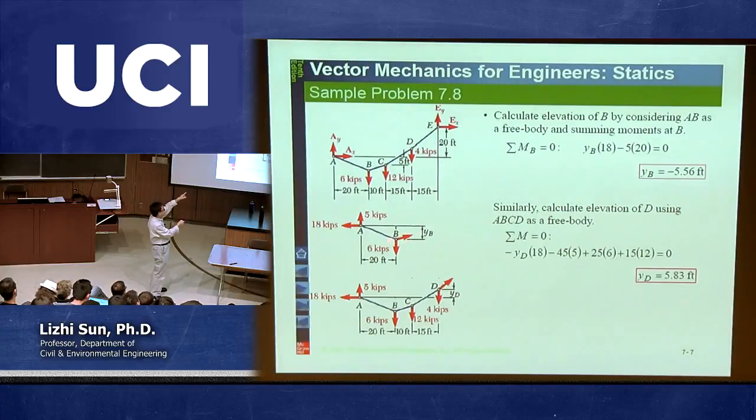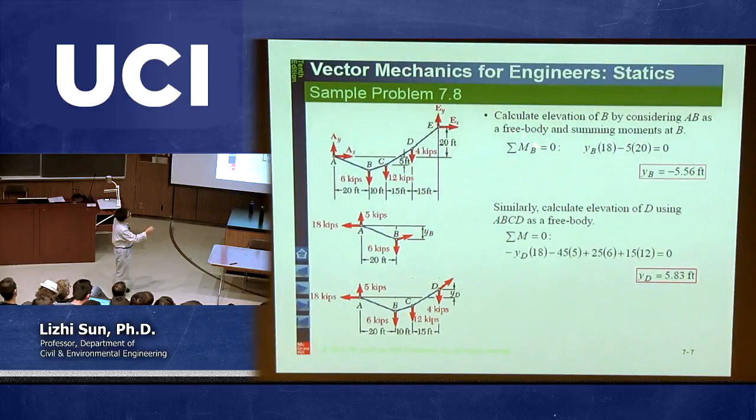Of course, if you need to calculate the cable force, you need to use two additional equations. If you only need to calculate the elevation, then take a moment at point B. These two forces are not involved because both of them pass through that point. So basically you have 5 kips times 20, and that's clockwise, so there's a negative sign here.